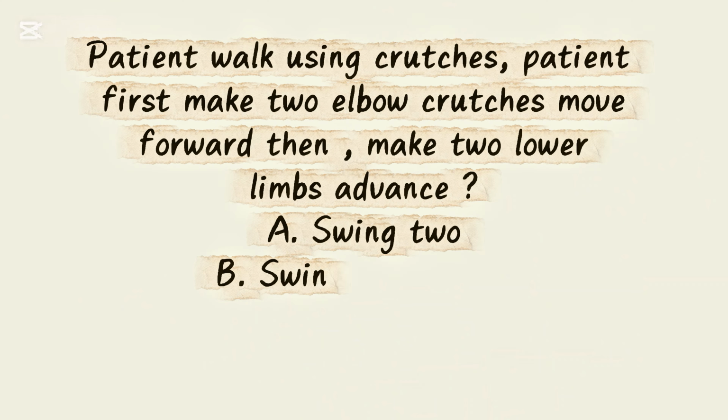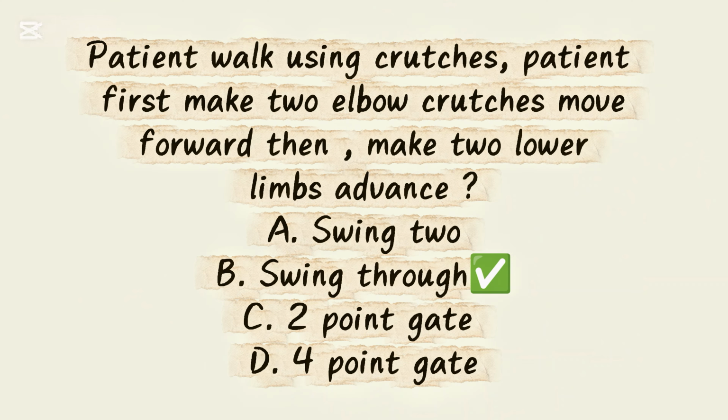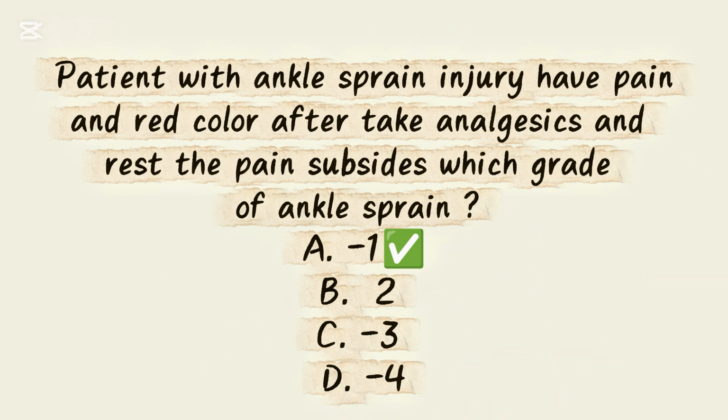A patient walks using crutches. The patient first moves the elbow crutches forward, then advances the lower limbs. A. Swing-to. B. Swing-through. C. 2-point gait. D. 4-point gait.